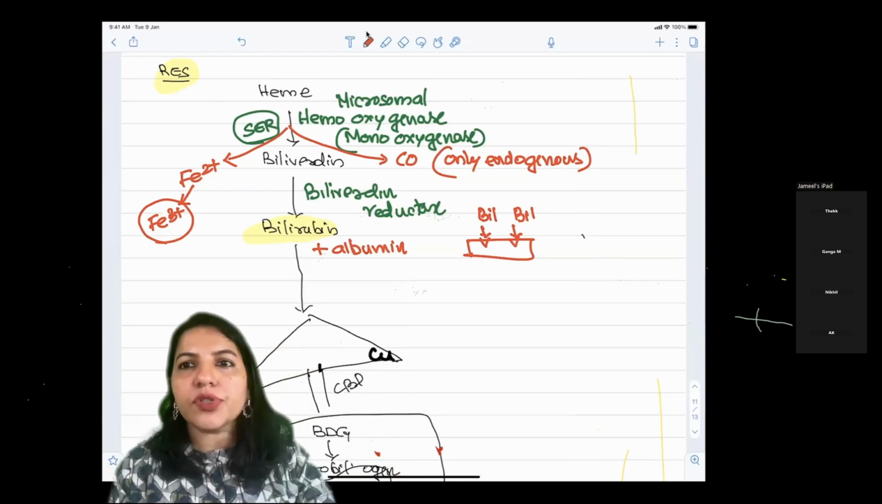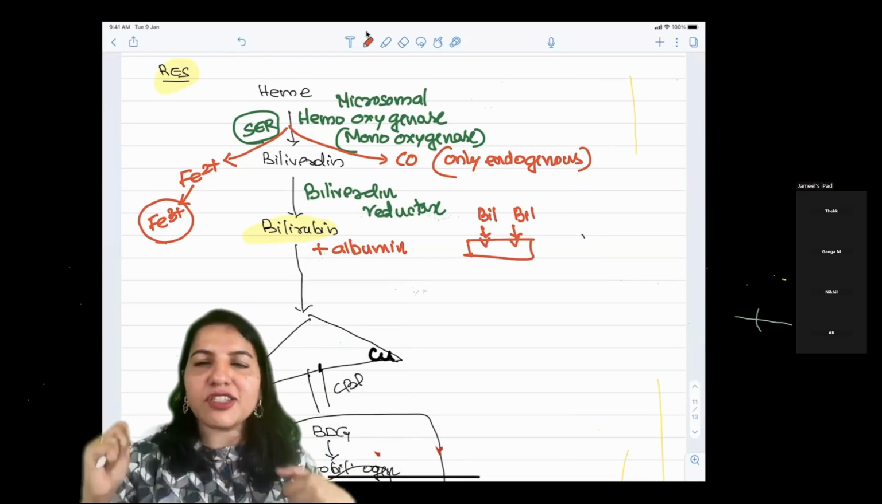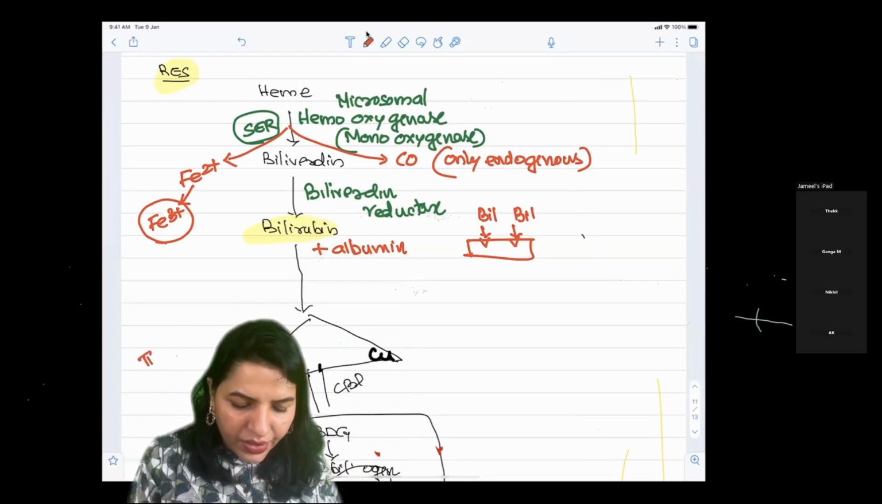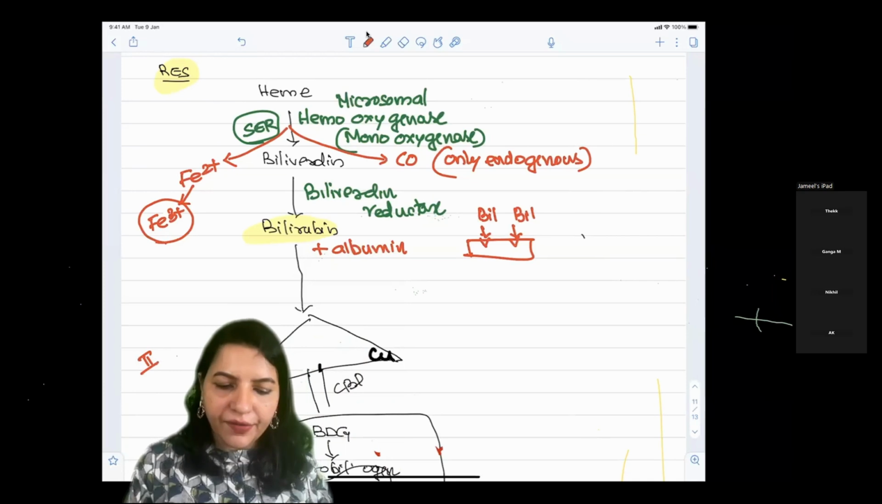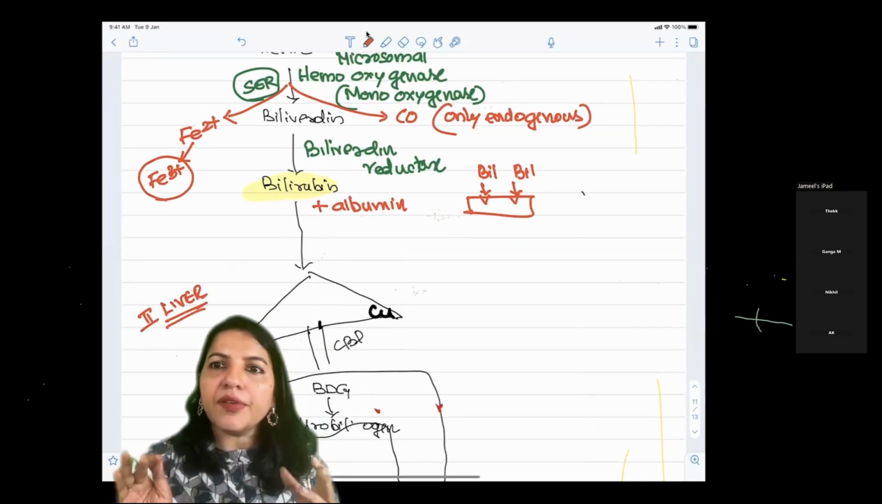So here what you should learn is bilirubin is combining with albumin and it is going to the next organ system. What is the second organ system here? Liver. Okay, so the second organ system is liver. In the liver, what happens?